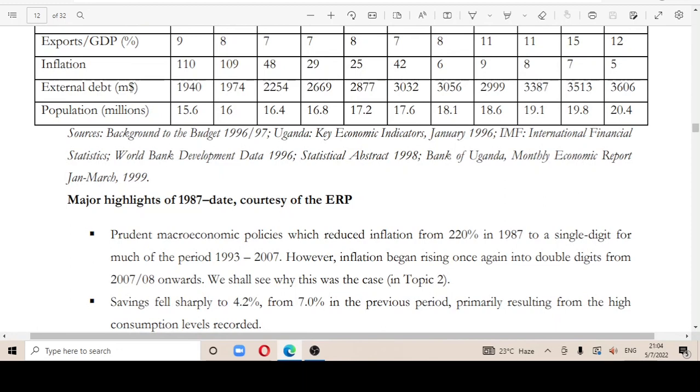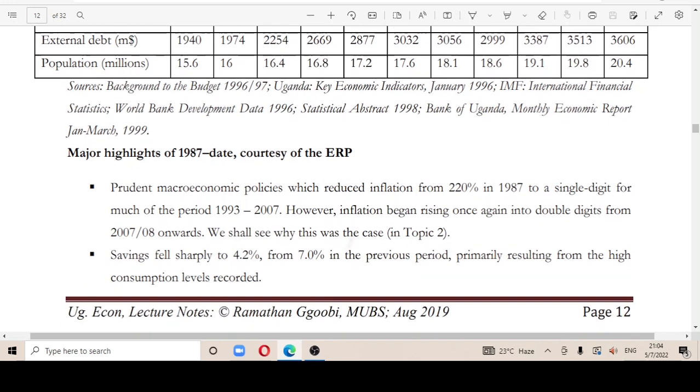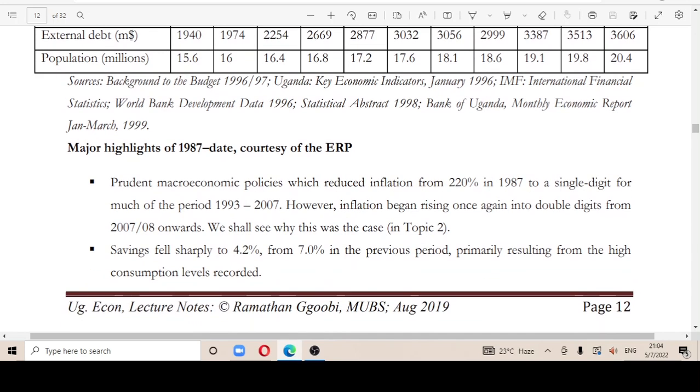Courtesy of the ERP. So here we looked at, did the reforms work or not. So we are having the prudent microeconomic policies which reduced inflation from 220% in 1987 to a single digit from 1993 to 2007. However, it began rising once again into double digits starting from 2007 onwards.